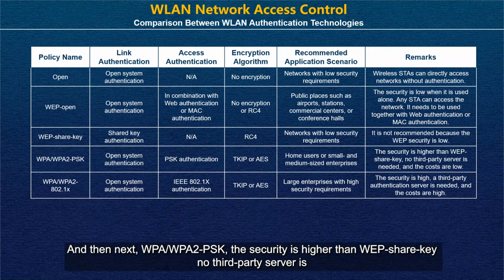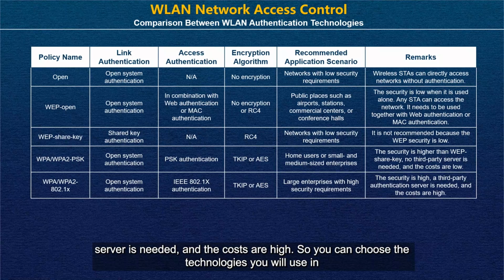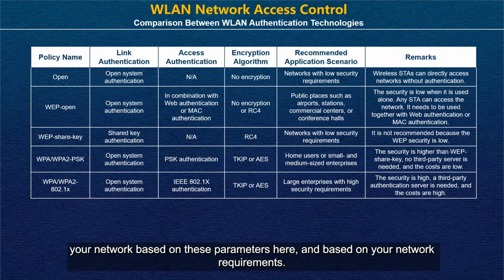And then next, WPA/WPA2 PSK. The security is higher than WEP shared key. No third-party server is needed, and the costs are low. Okay, and for the last one, the security is high, a third-party authentication server is needed, and the costs are high. Okay, so you can choose the technologies you will use in your network based on these parameters here and based on your network requirements.